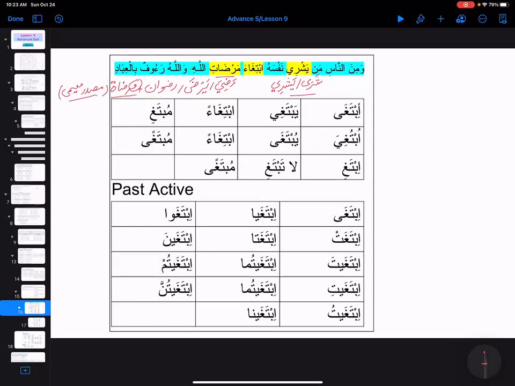Yushra. Shira'an. Then Huwa, Mashriyun. Is it Mashriyun? Mashriyun. Okay. Then Ishri. La Tashri. Mashri. Then Mashran.